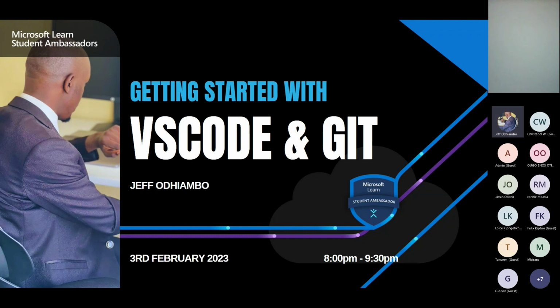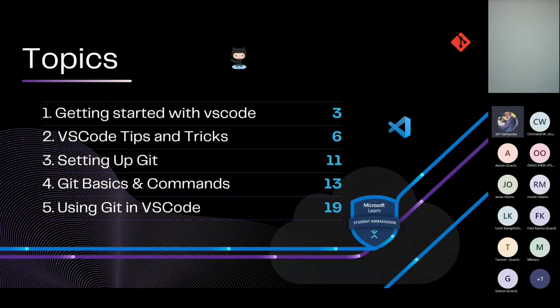So VS Code is a text editor. Yeah, you can call it a text editor. Git is a version control system. Today we'll be covering five main topics. The first one being getting started with VS Code. The second one being VS Code tips and tricks. The third one being setting up Git and the Git basics and commands. Then using Git in VS Code.